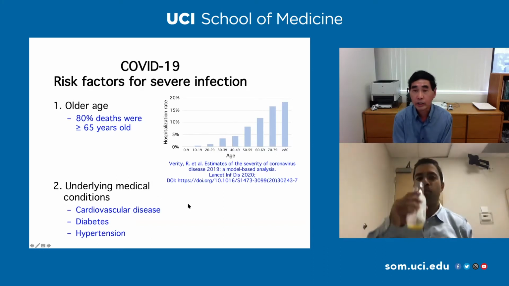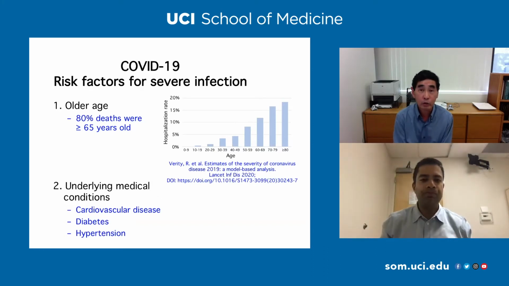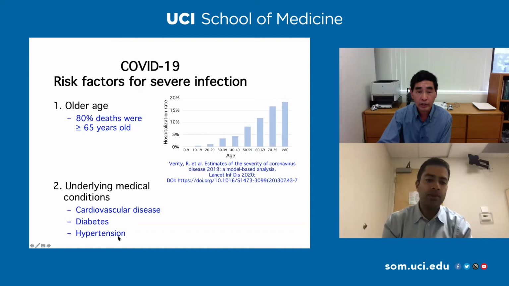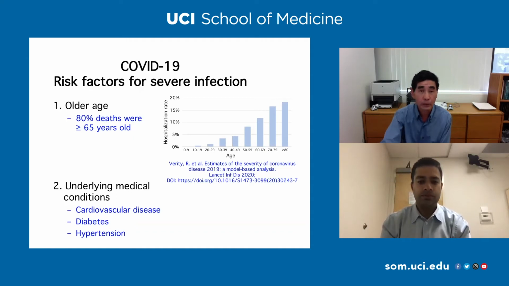And this has been consistent throughout the world. We also know that there are some underlying medical conditions that predispose for severe infection. So patients with cardiovascular disease, diabetes, and hypertension, these also tend to be conditions that are more common in the older population.